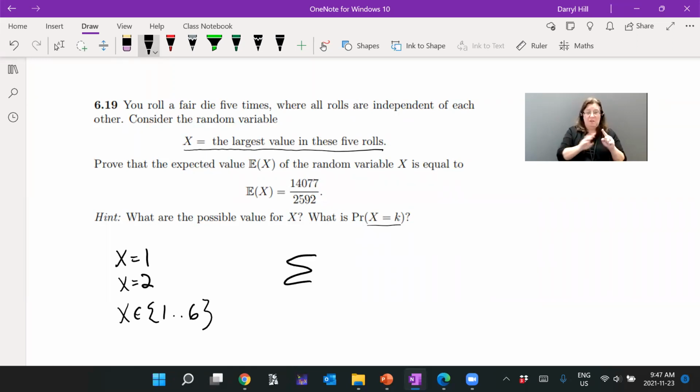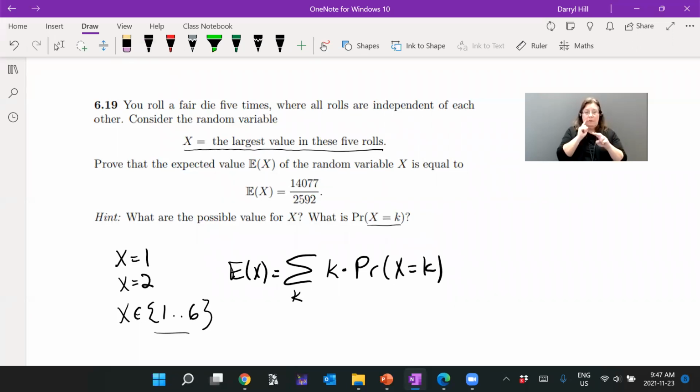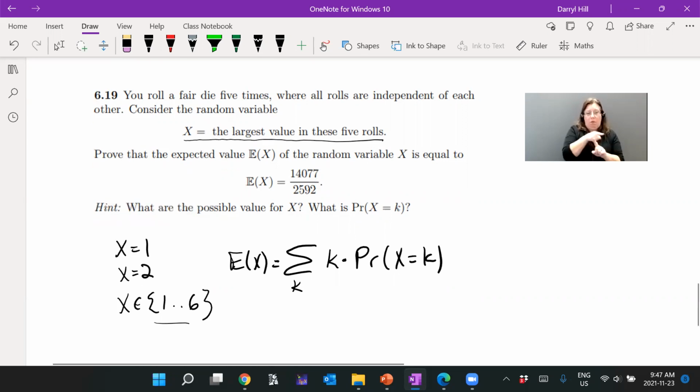So now if I wanted to iterate over the range to find my expected value, so yeah, this would be the expected value of X is equal to the sum over all values k in the range of X of k times the probability that X is equal to k. So that's fairly straightforward. Determining the probability that X is equal to k may be a little bit less straightforward. So what is the probability that X is equal to k?